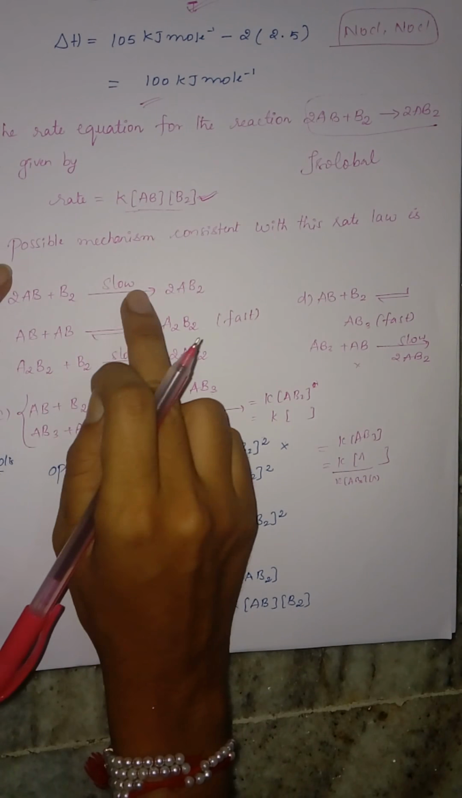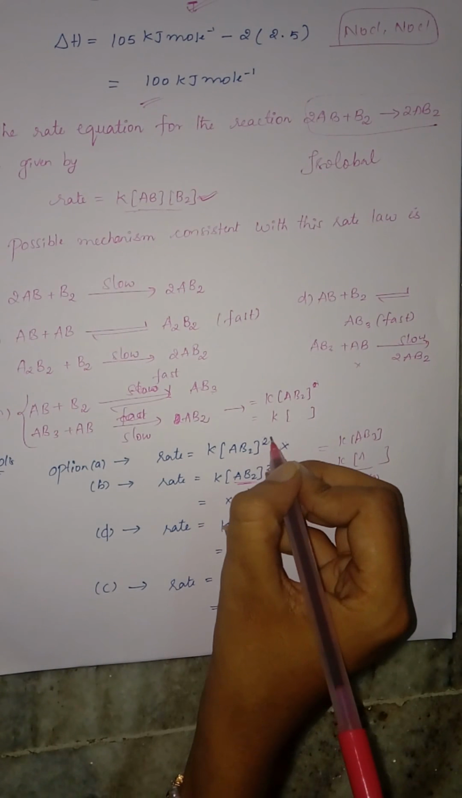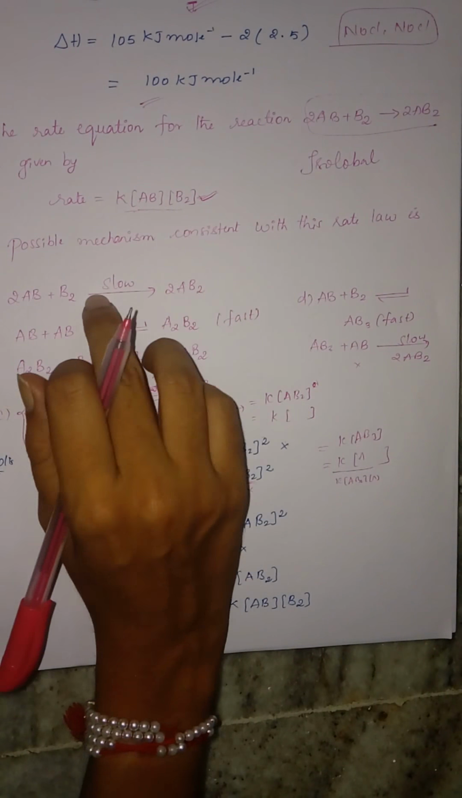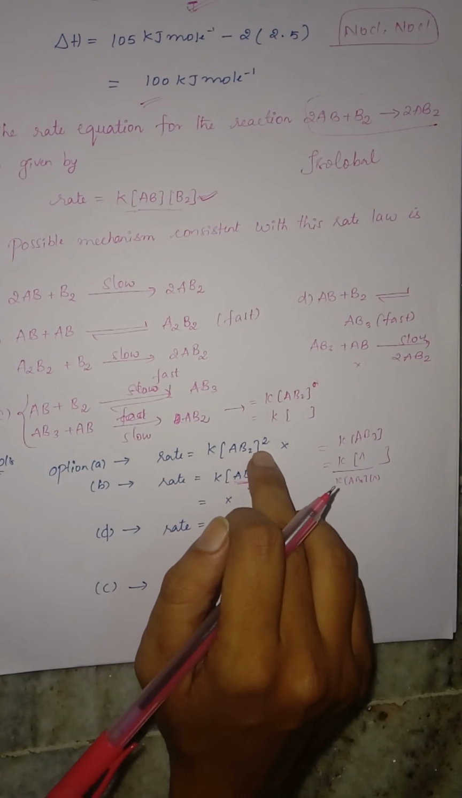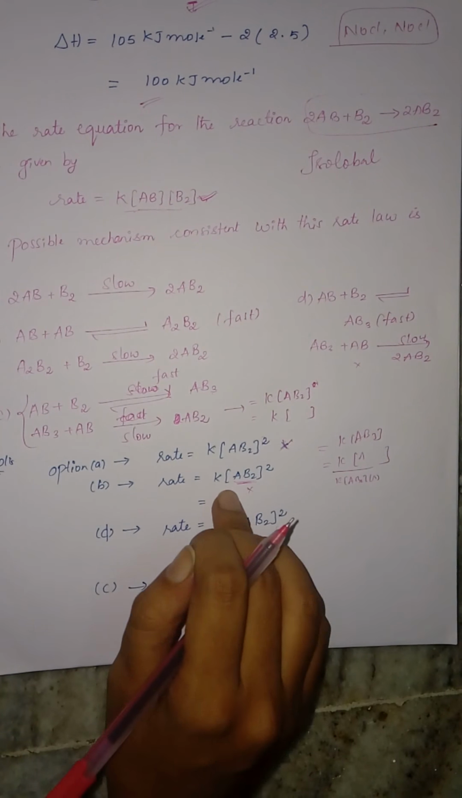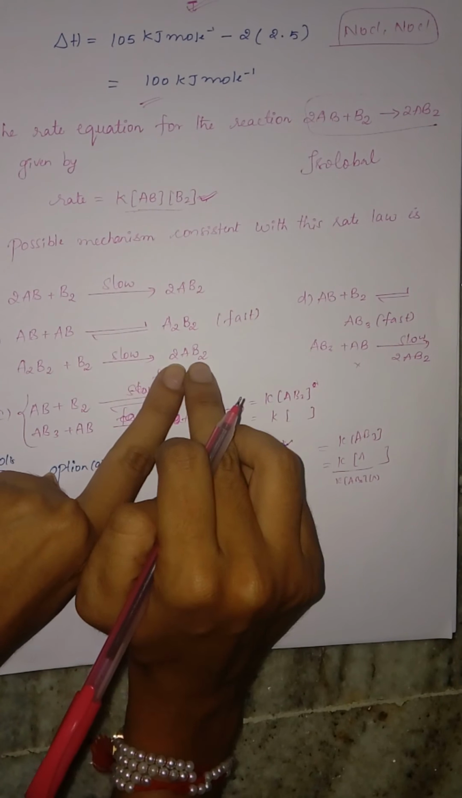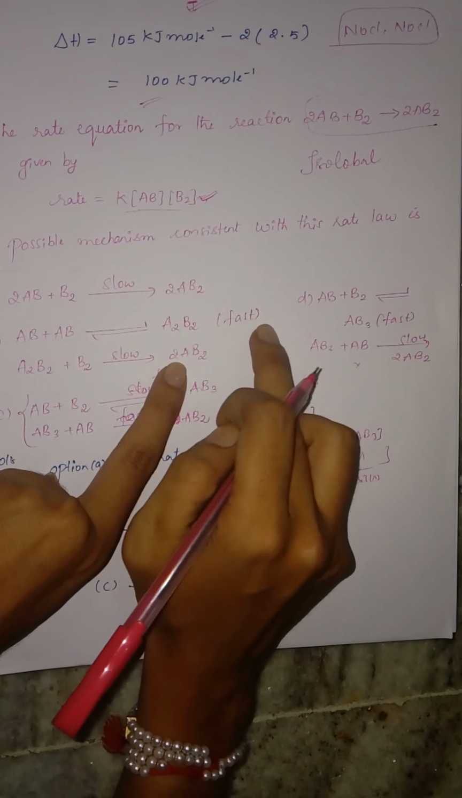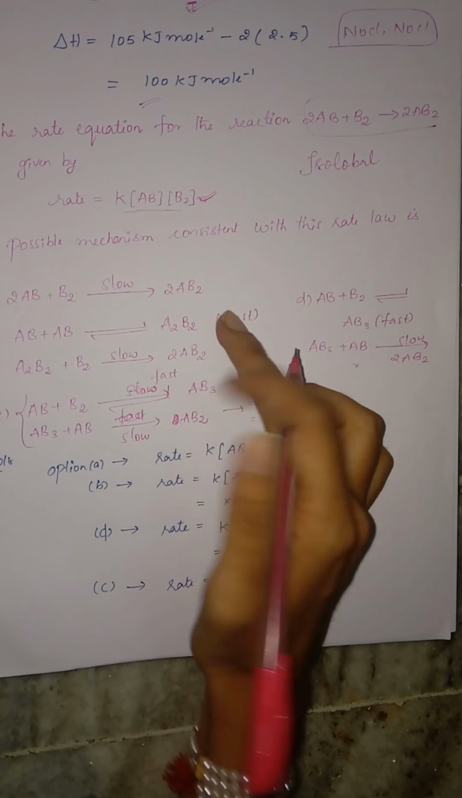So if you look at option A, rate is equal to K into AB2 square. For this, as it is a slow step, directly you can write K AB2 power 2, but this is not consistent with the rate law, so this is not the option. And the second option also doesn't match because rate is AB whole square, and then AB2 is nowhere formed from this particular fast step reaction, so even B is not the right choice.